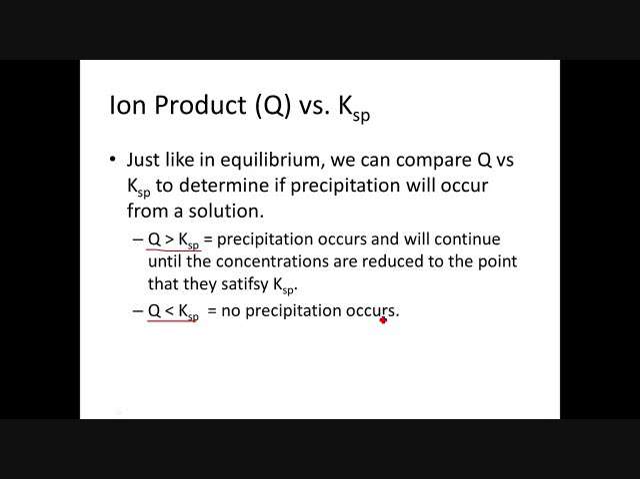So we're going to do example 16.5, that's on page 768, to show how we can compare Q versus K to know if it will precipitate or not.